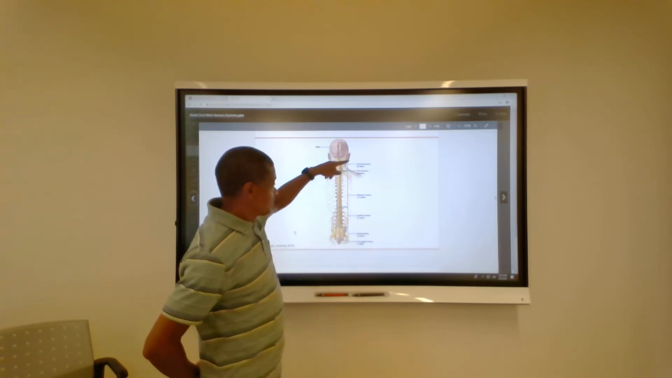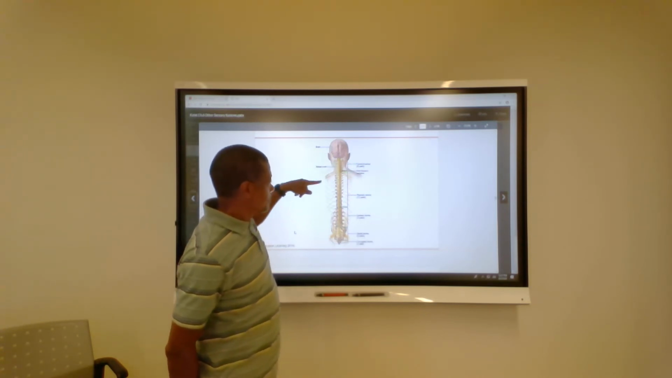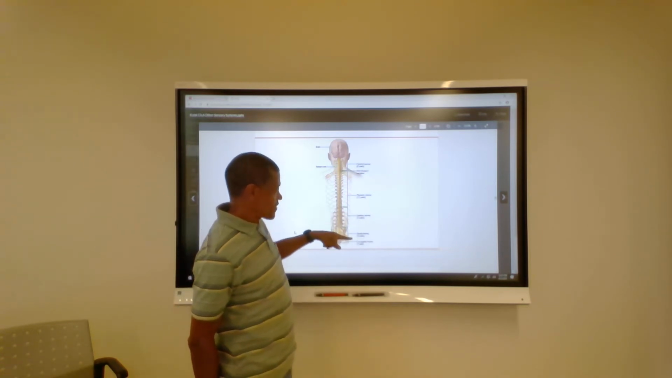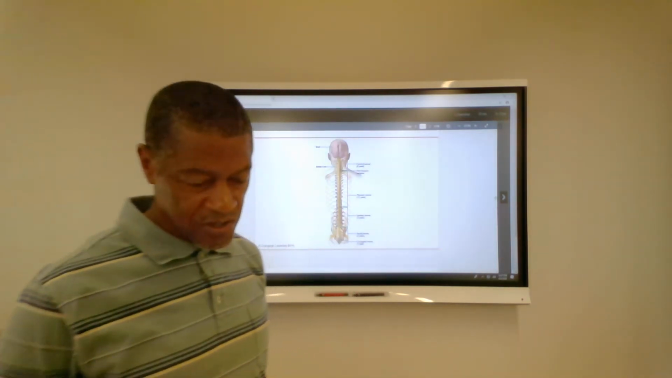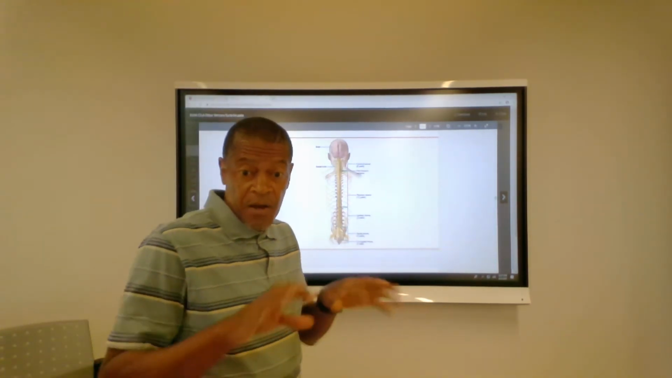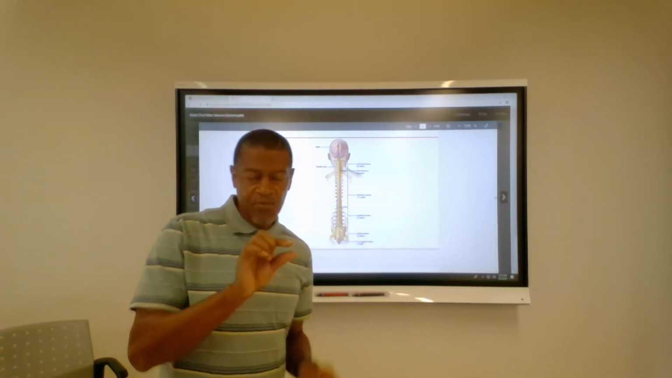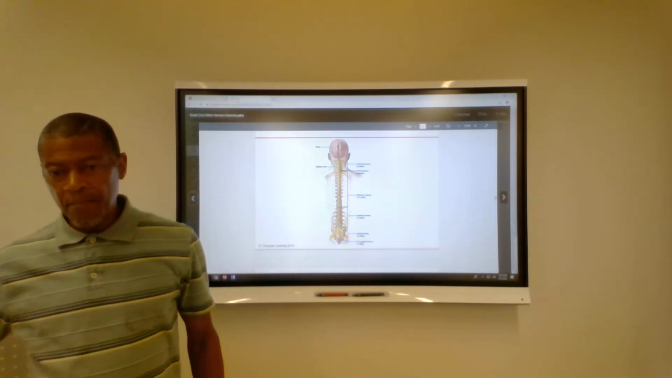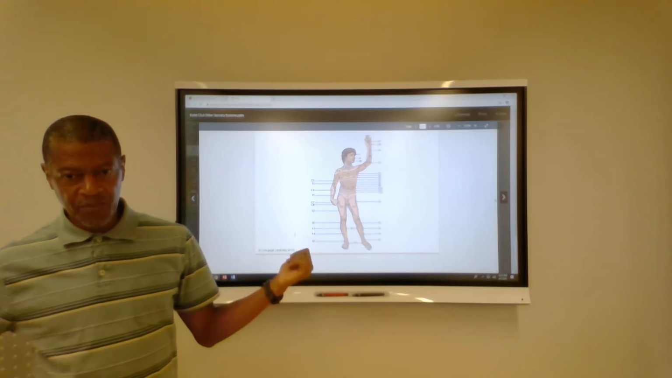So you've got 8 cervical, about 12 thoracic, 5 pairs of lumbar, 5 sacral, and 1 pair of coccygeal, so you have 31 pairs. But those innervate body parts. The places where the nerve goes to the body, that place is called a dermatome. So that's what those numbers mean.